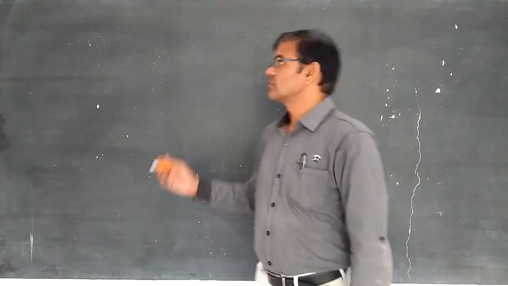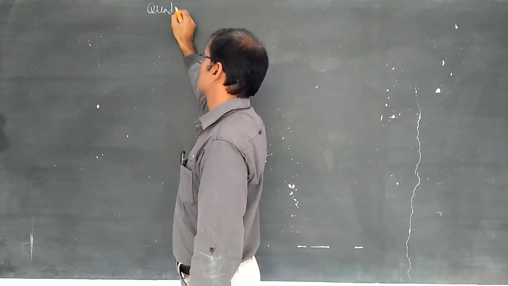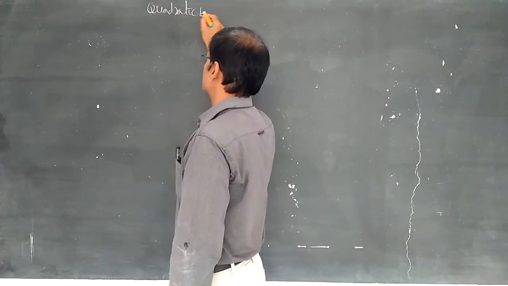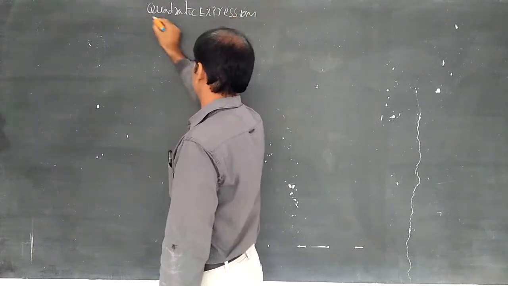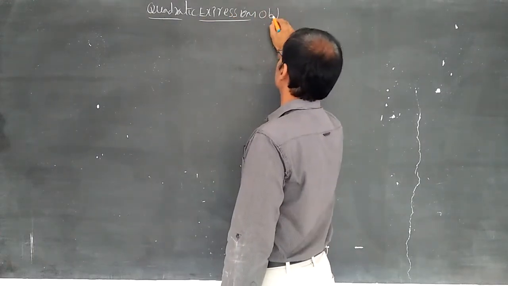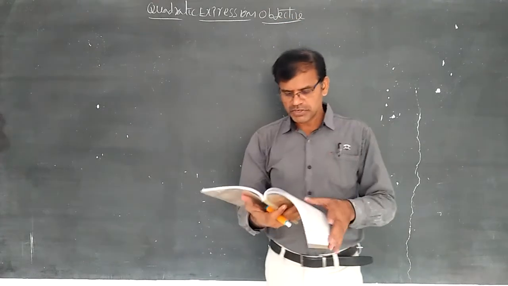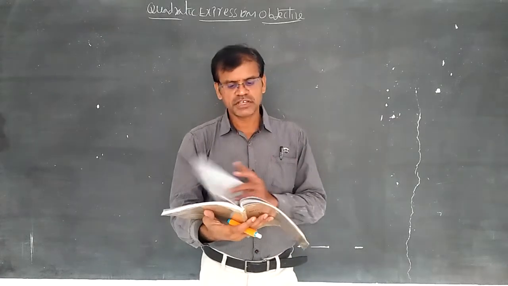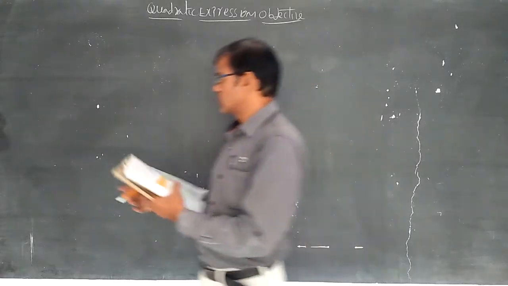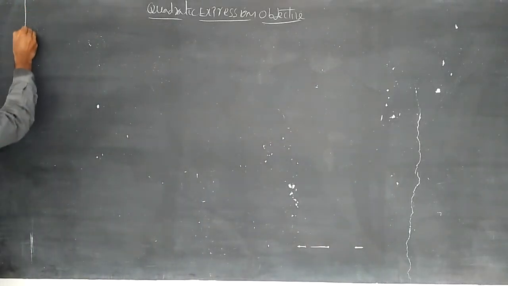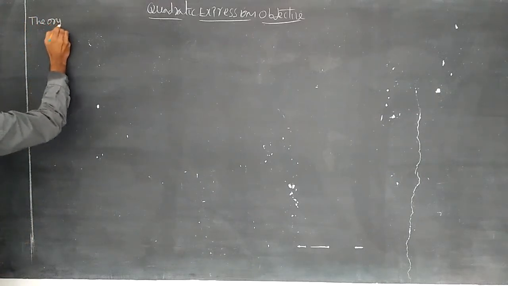Dear students, we are handling the topic quadratic expressions objective. In the previous class, you completed the theory bits, 18 questions. I think 2 sums are remaining, 19 and 20. Let us finish the theory bits 19 and 20.